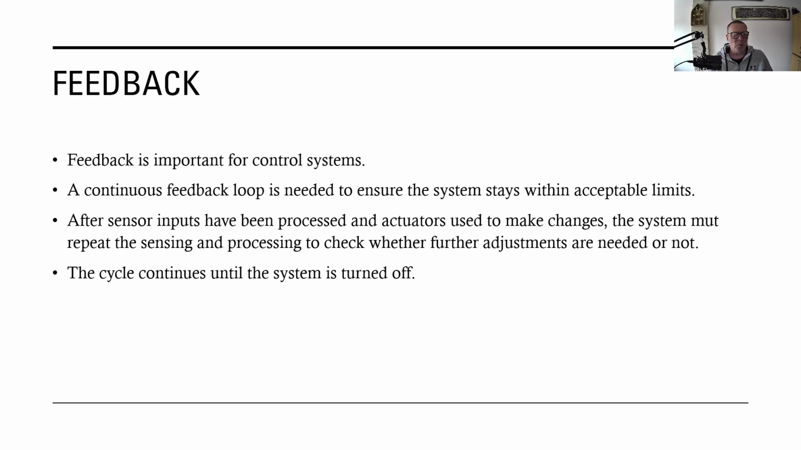And feedback is a really important part of control systems. What we have is what's called a feedback loop, and it's continuous from the moment the system is turned on to the moment it's turned off. So what happens is we have input sensors generating data that's processed. The controller checks to see whether that input data is within acceptable limits, whether it's a stable, acceptable status or not. If it's not, then it's going to tell the actuators to make a change or multiple changes.